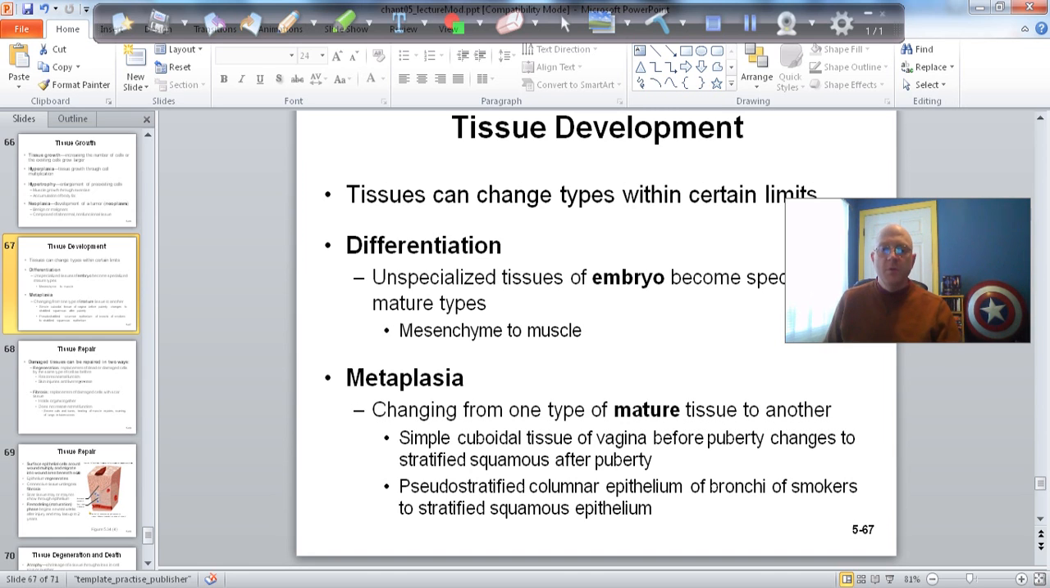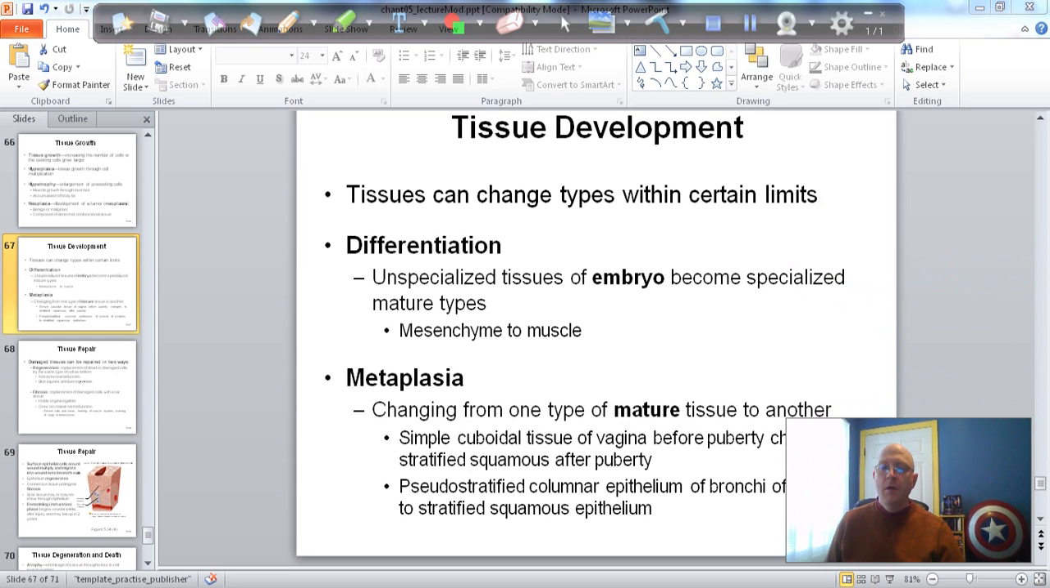So instead of using all those words, we just say differentiation. They become different from their original unspecialized form. So we all started off as one cell. Then we became 100 cells. Then we became this disk of a few thousands of cells. But at that point, we were still just a whole bunch of unspecialized cells in 3 layers.